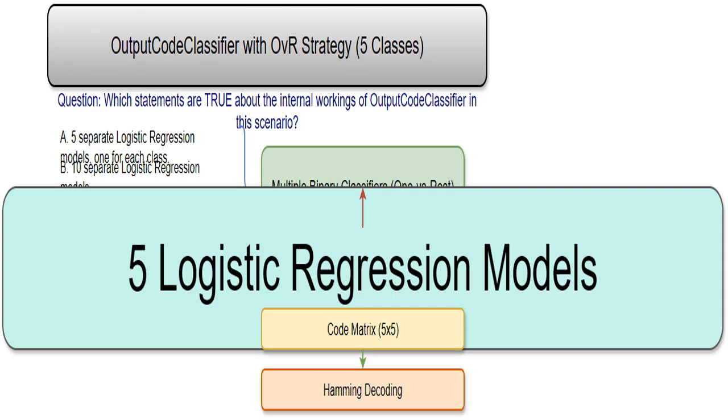Great, this shows the outcome of the OVR strategy. Because there are 5 classes, and OVR uses one model per class, we will have 5 separate logistic regression models.